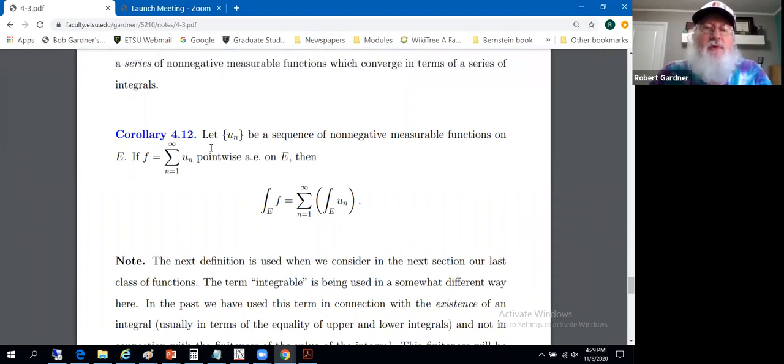And the statement here is, let U sub n be a sequence of non-negative measurable functions on set E. If f is the sum from 1 to infinity of U sub n, pointwise almost everywhere on set E, then the integral over E of f is the series, the sum from 1 to infinity, of the integral over E of the U sub n's.